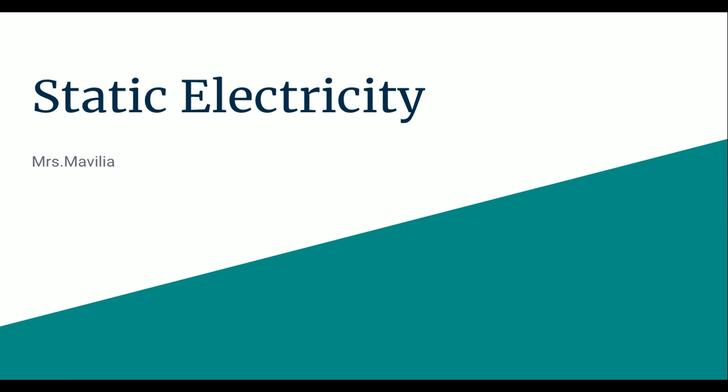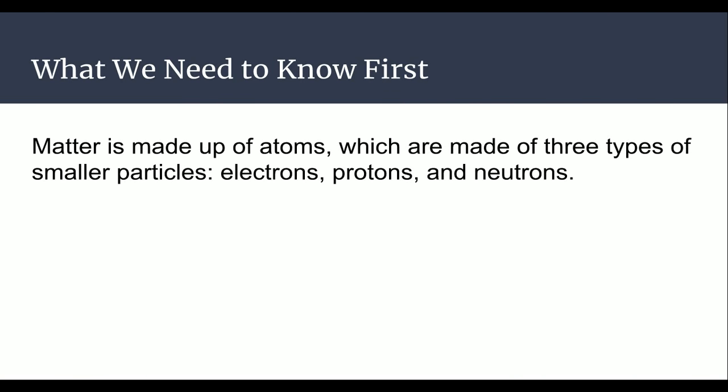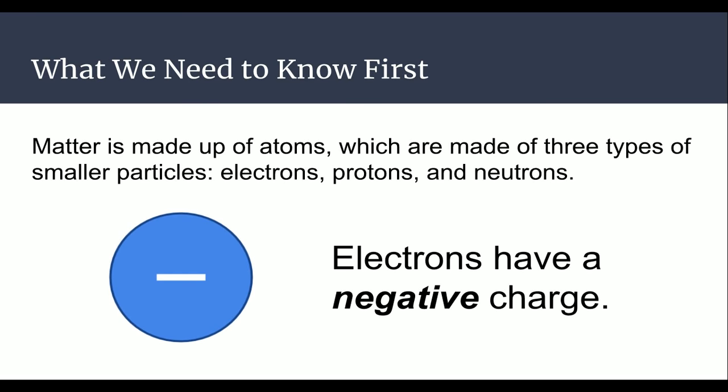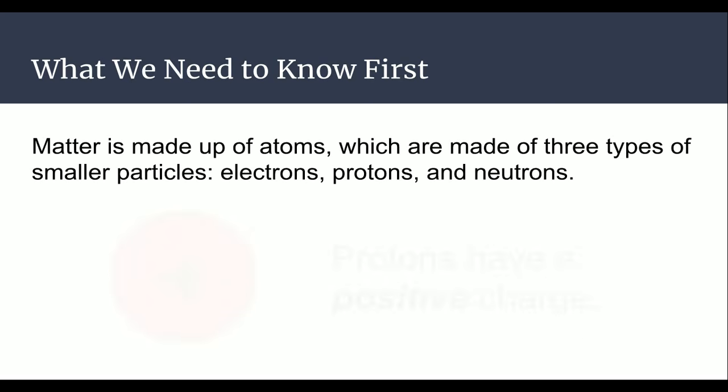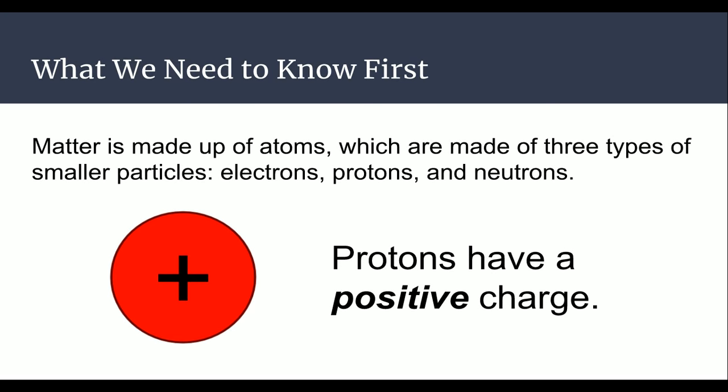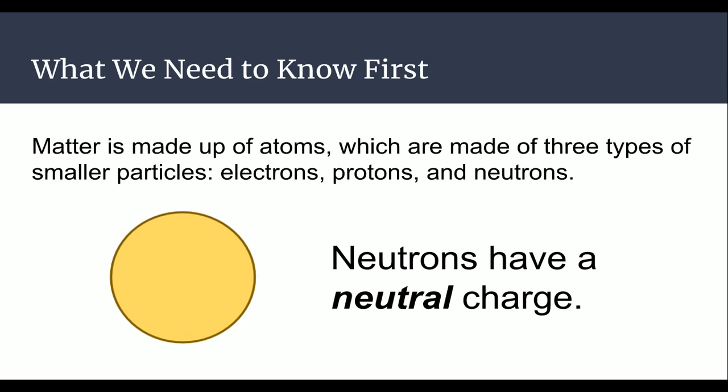To understand static electricity, we first need to know a bit about the nature of matter. Matter is made up of atoms, which are made up of three types of smaller particles: electrons, protons, and neutrons. Electrons are negatively charged. Protons are positively charged. And neutrons are neutrally charged.